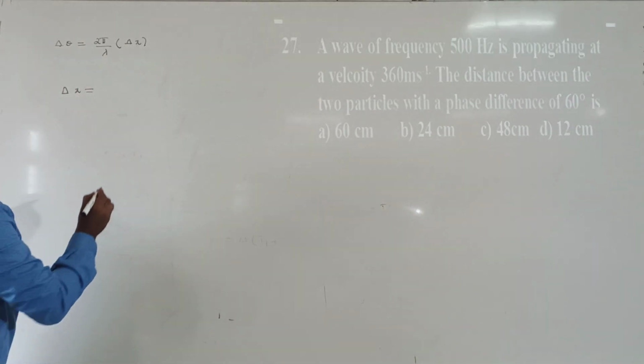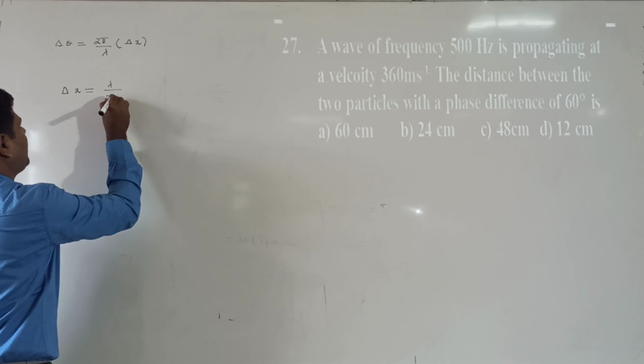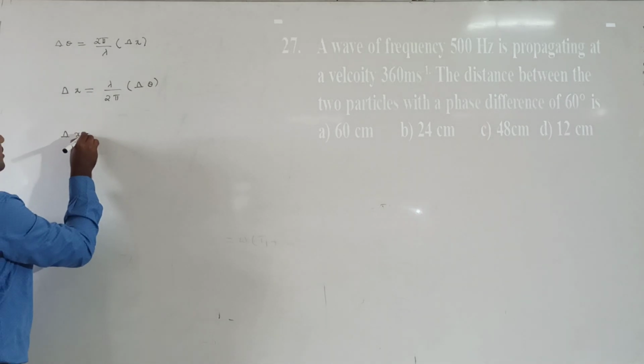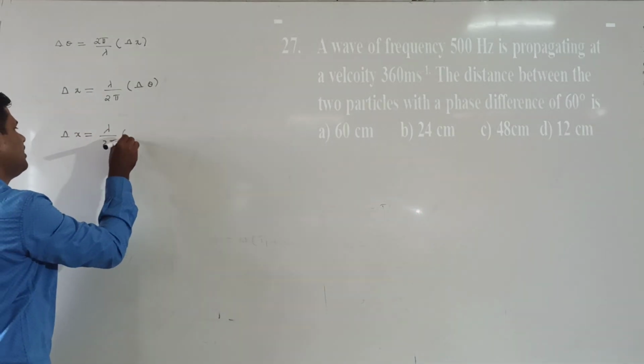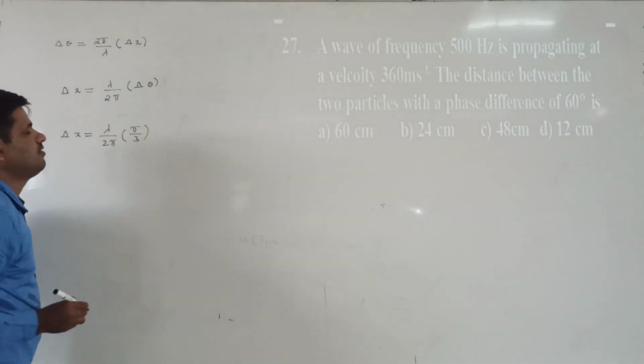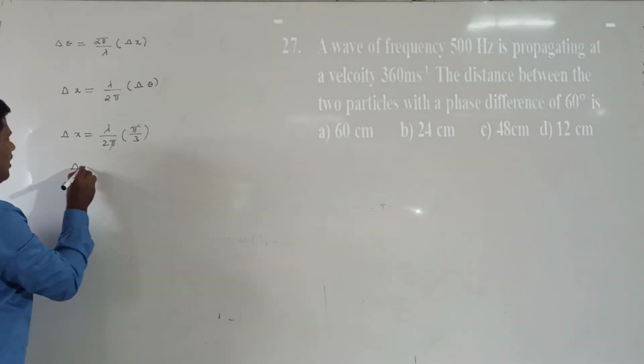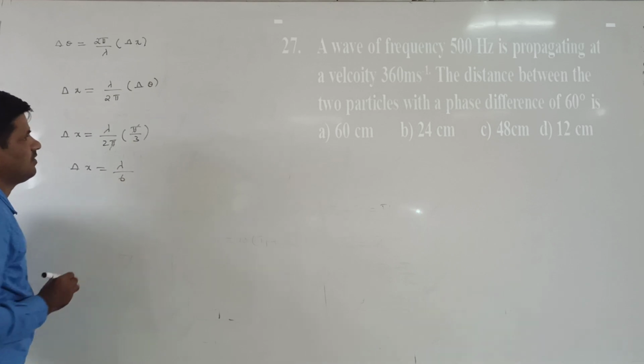Path difference is equal to λ by 2π into phase difference. Phase difference is Δθ. Now Δx is equal to λ by 2π into 60 degrees. 60 degrees means the phase difference is π by 3. Now π cancels, and Δx is equal to λ by 6.